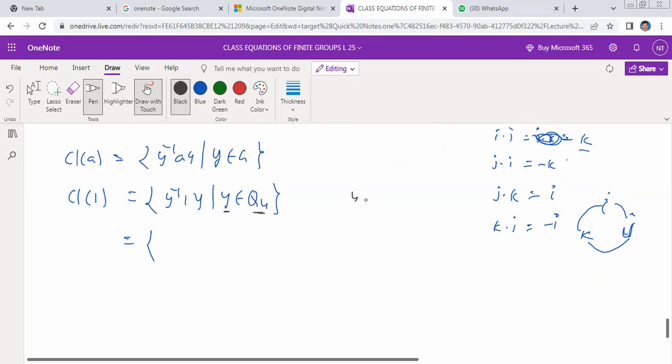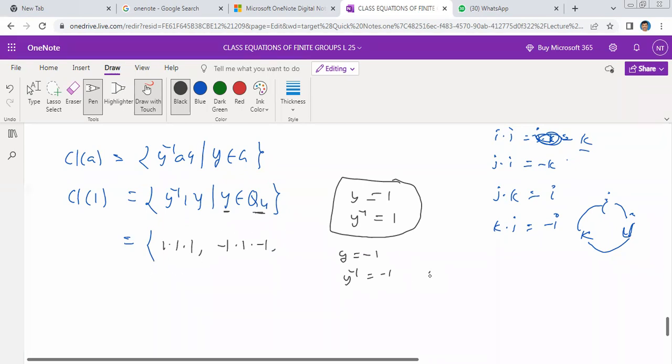Suppose my Y is equal to 1. What is the inverse of 1? 1. If Y is equal to 1, the inverse of 1 is 1. Then here we can write 1 1 1. Next element is minus 1. I take Y equal to minus 1. The inverse of minus 1 is minus 1. Then we can write minus 1, minus 1, 1, minus 1. Right. Next take I. When Y is equal to I, what is the inverse of I? Minus I.